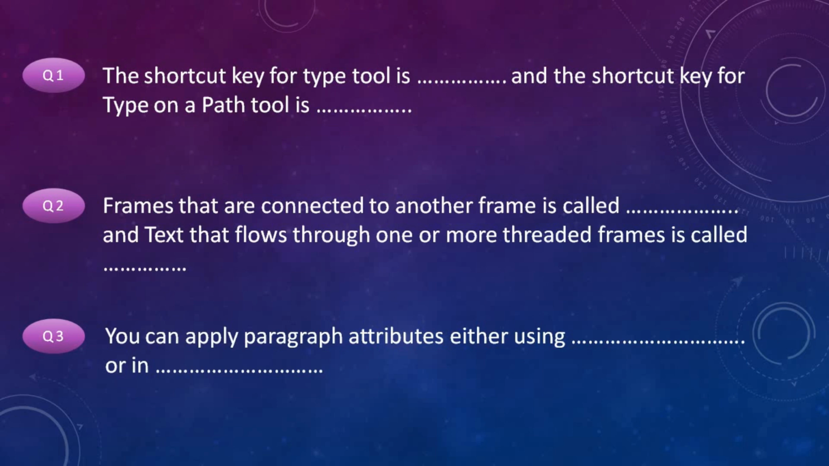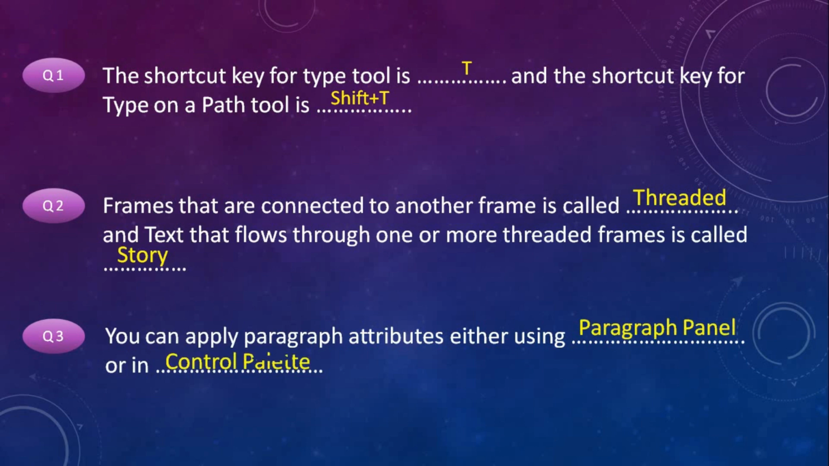The answer for these questions, the shortcut key for type tool is T and for type on path tool is Shift plus T. The frames that are connected to other frame is called threaded and the text that flows through one or more threaded frames is called story. You can apply paragraph attributes either using paragraph panel or in control palette.